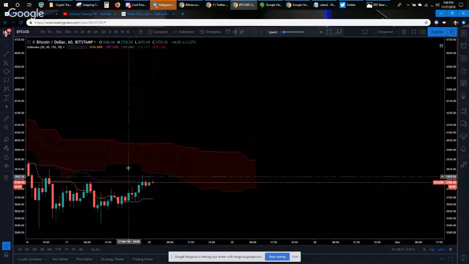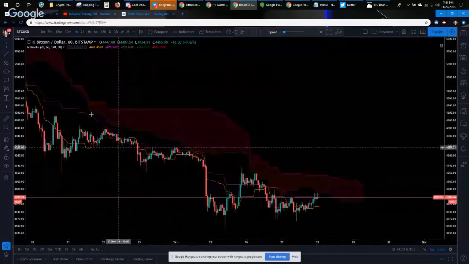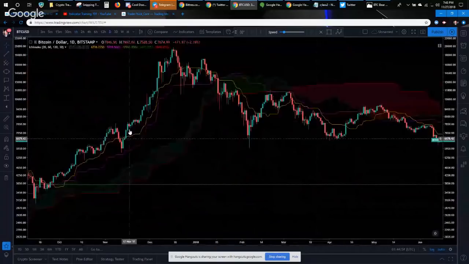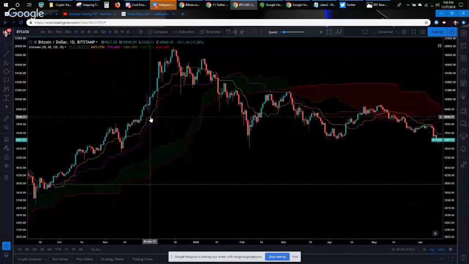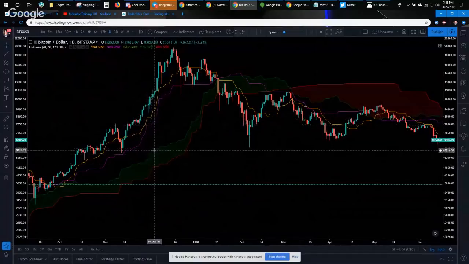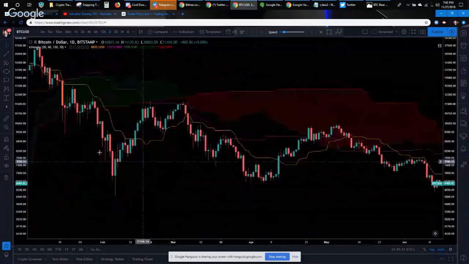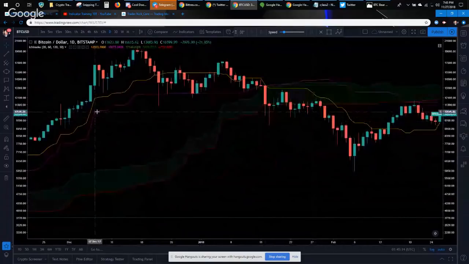Typically, in a bull market, let's flip over to the bull market, we want to see our fastest moving line, which is our conversion line, right below the price, the baseline below that, and the Kumo Senko Span A, which is the green line there, and then the Senko Span B, which is that red line at the very bottom. That is the ideal setup for the Ichimoku.